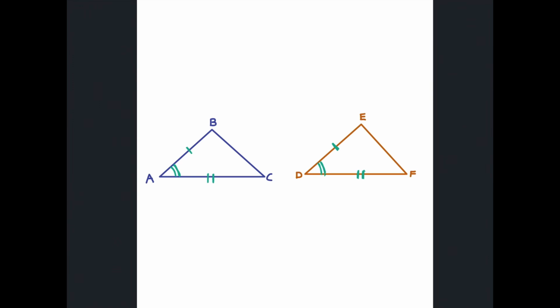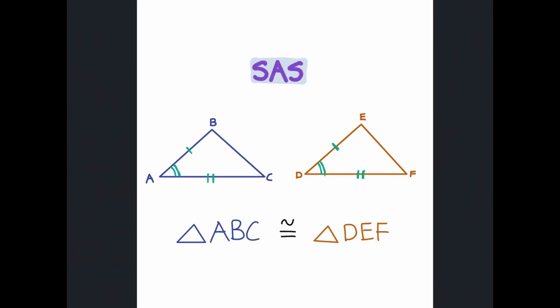So, triangle ABC is congruent to triangle DEF. This method is called SAS, or side angle side. Now let's take a look at an important lesson to know when using side angle side.